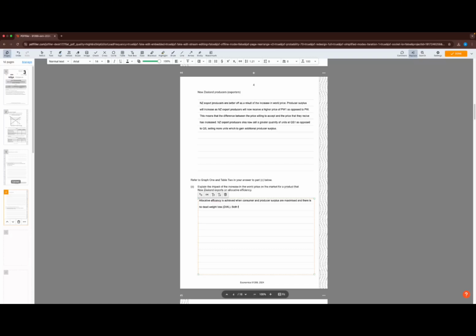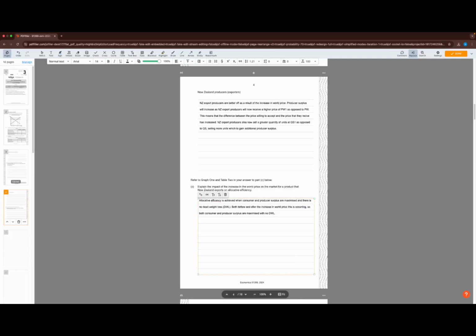In both before and after the increase in world price, this is occurring as both consumer and producer surplus are maximized with no deadweight loss. Okay, so let's go in now and explain that a little bit more in depth, guys. Just get rid of those spelling errors. Surplus. Nice. Okay.